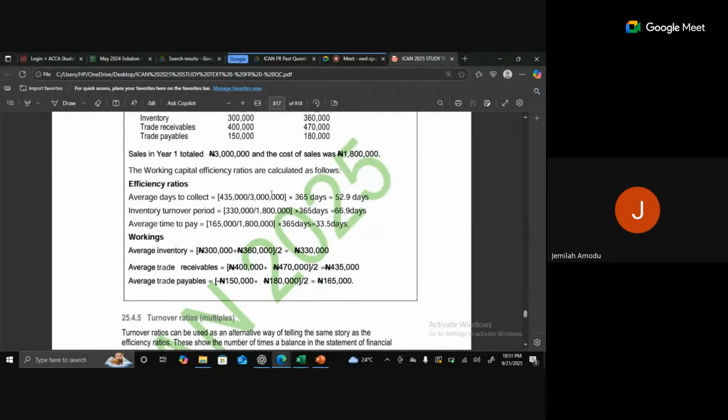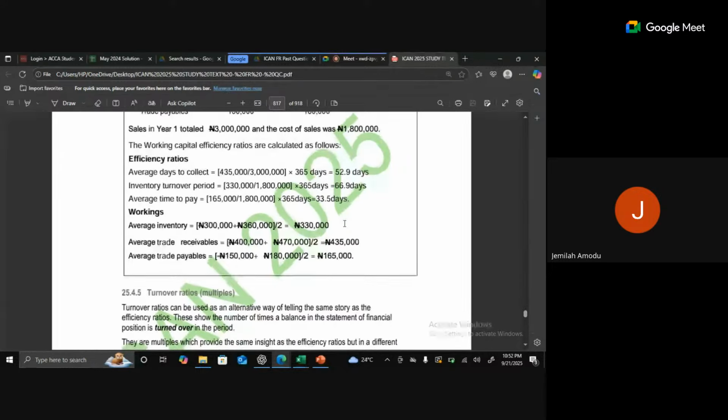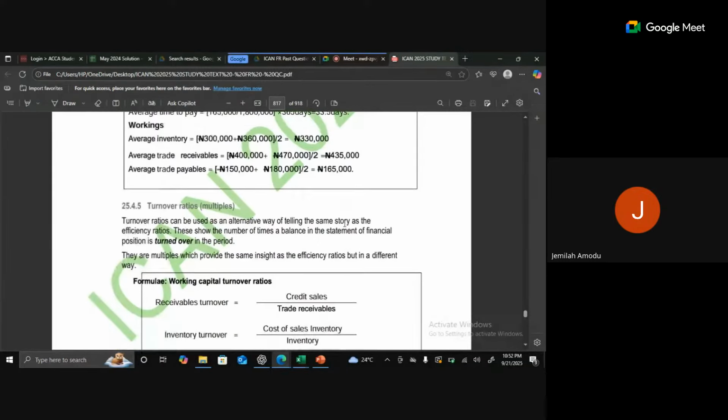So based on this, it takes us 52.9 days to collect the money people are owing us and to turn over our inventory. It takes us 66 days and it takes us an average of 33 days for us to pay the people we are owing. So that is just it.